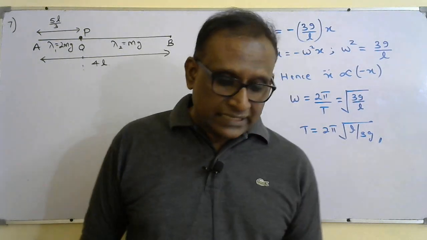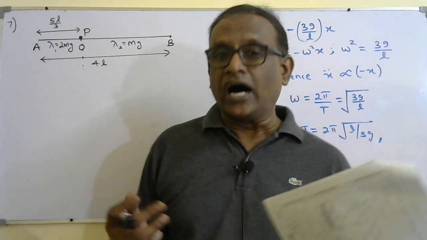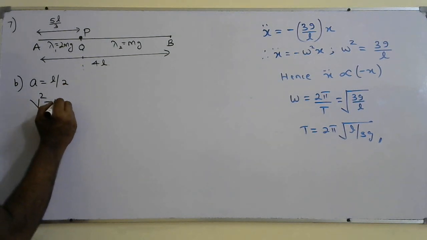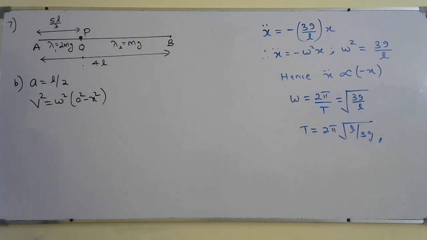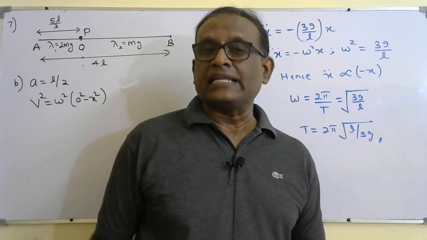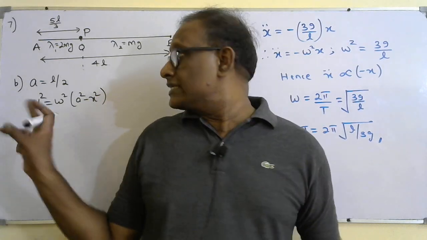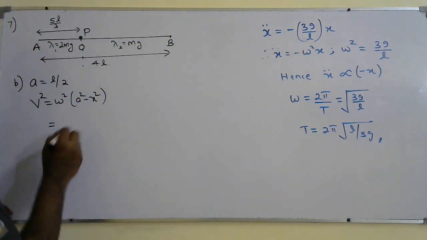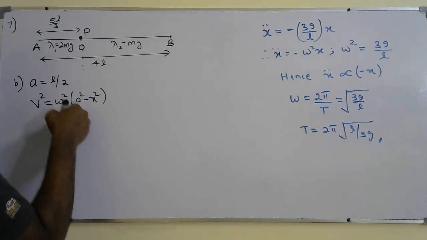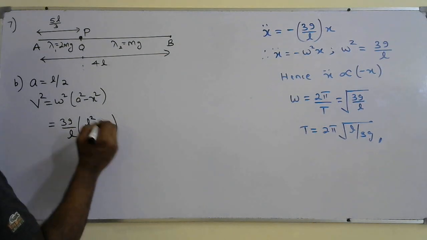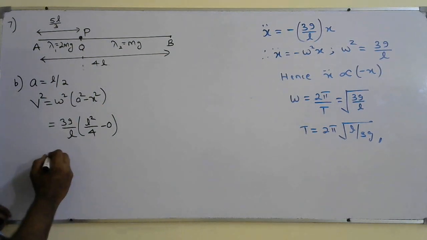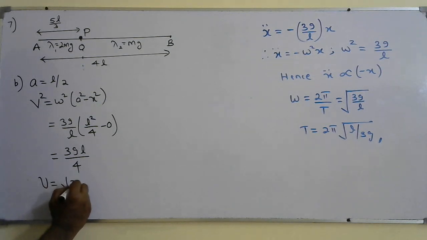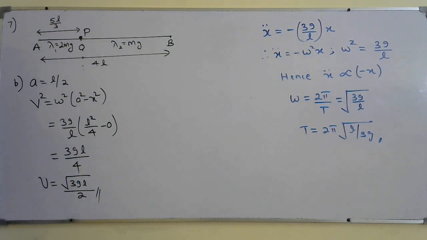Here the particle is pulled towards A from the equilibrium position to a distance of half L, L by 2. So second part, the B part, the amplitude is going to be L by 2. We know the equation v squared equal omega squared times (A squared minus x squared). Here x is the displacement that is measured always from the equilibrium position. They asked to find the speed at the equilibrium position. So x equals 0. What is the speed at x equals 0 is the question. So v squared equal omega squared, we know that 3g over L, times A squared, that is L squared by 4, minus 0, because at O, x equals 0. So it's going to be v squared equals 3gL by 4. So v is equal to square root of 3gL over 2. That's the maximum speed actually.